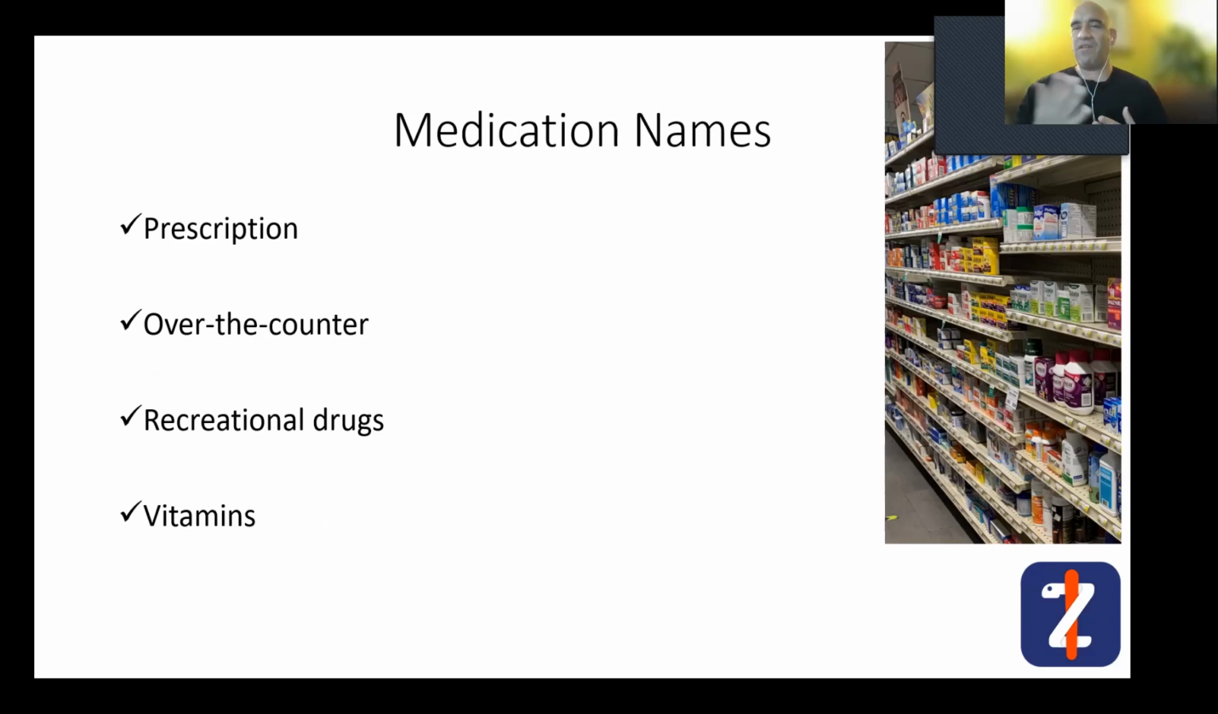Then there's some other stuff like on this picture here. You have over the counter. All right, this is one of my regular pharmacies there. You go over the counter, you buy some of the basic stuff that you don't need a particular prescription for. Then there's recreational drugs, which is pretty much the illegal stuff. Then there's also vitamins, there's also herbal stuff. There are other types of names of medication. So it's not just one type, it's a very distinct type.